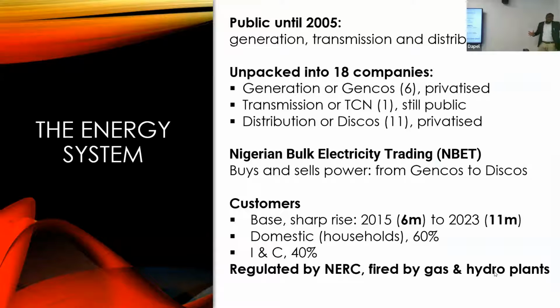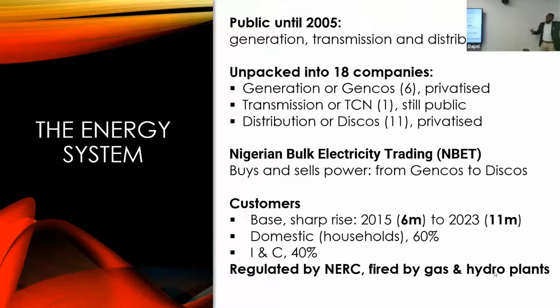6 were in charge of generation, or you call them GenCos. They are privatized. They are privately owned. The transmission is just one company, still public, owned by the government. And the distribution, which we call DISCOs, 11 of them were also privatized. The power generation is powered by gas plants and hydro plants. But the gas plant is over 70% in terms of the contribution to the generation.